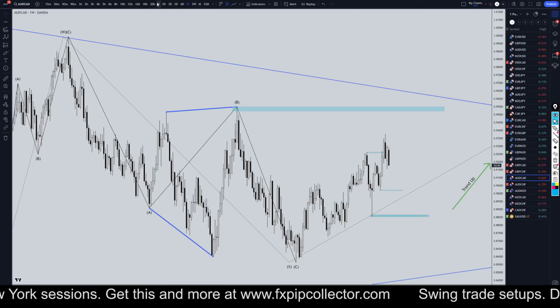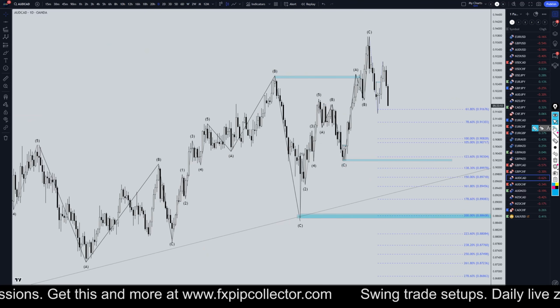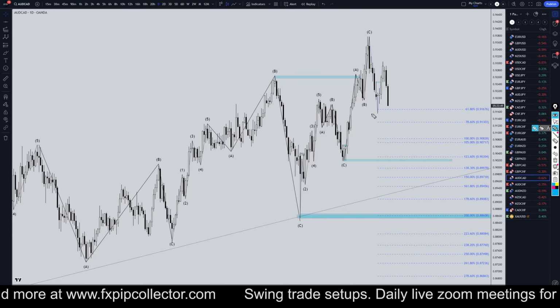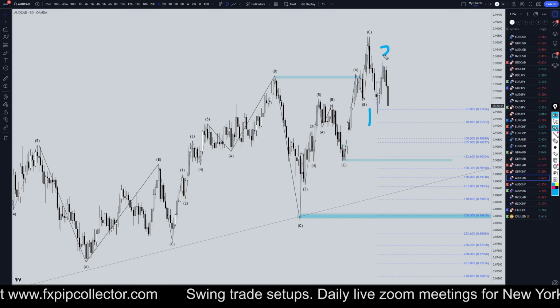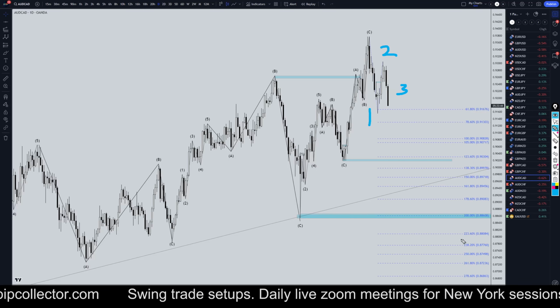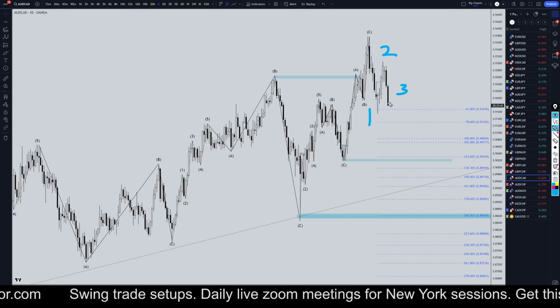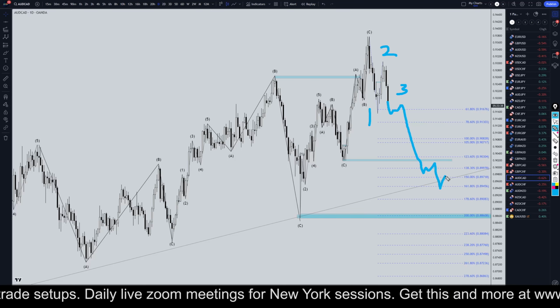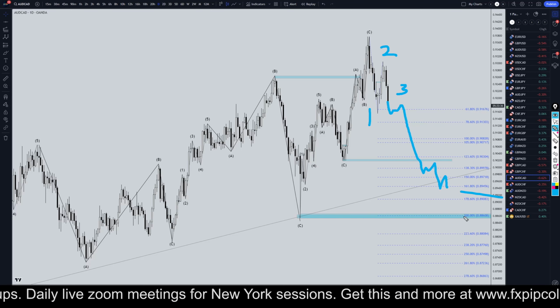So taking it down to the daily time frame. On the daily time frame, we definitely had a nice little break of structure to the downside recently. This is probably a 1, probably a 2, and we're likely in a wave 3 right now. If this is a wave 3, which it definitely looks like it is, then it is very likely to go down at least to the minimum of the 161.8.